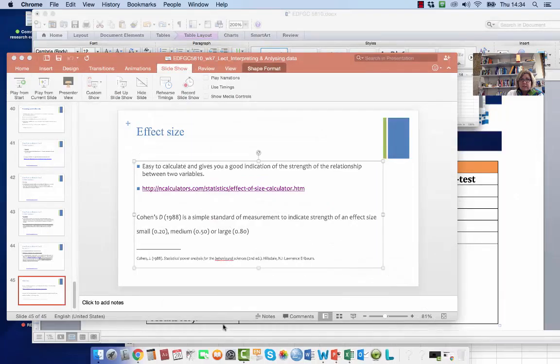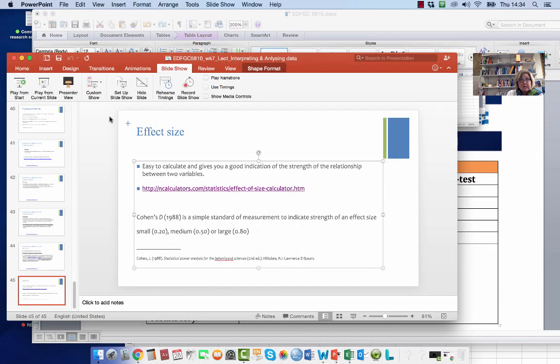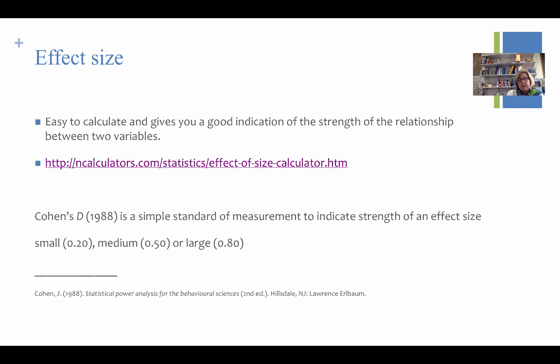Let me just go back to the slides again. In fact, I can make this big now because this is the last slide. So play from current slide. Cohen's d is an indicator. It's a simple standard measurement to indicate the size of the strength of the relationship. Now, a weak one, or a small effect size, is when you get 0.20. This is just so that you're aware of it.